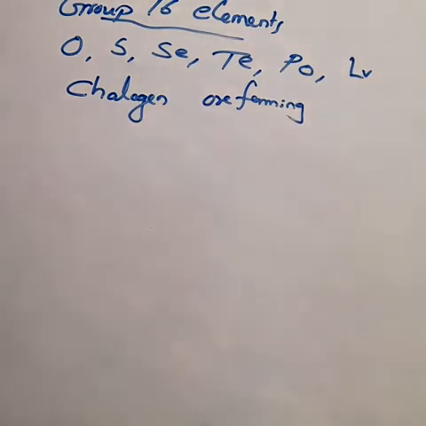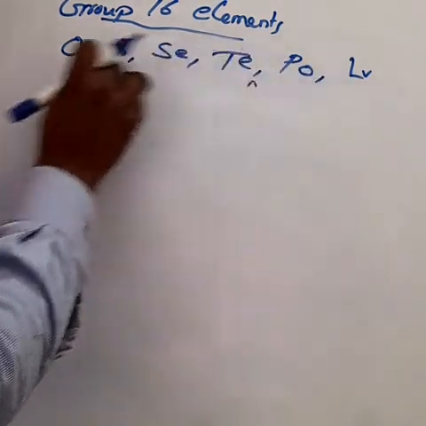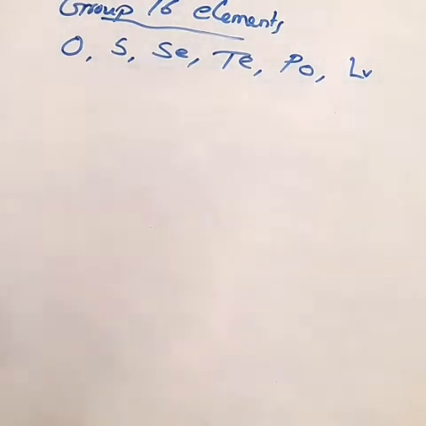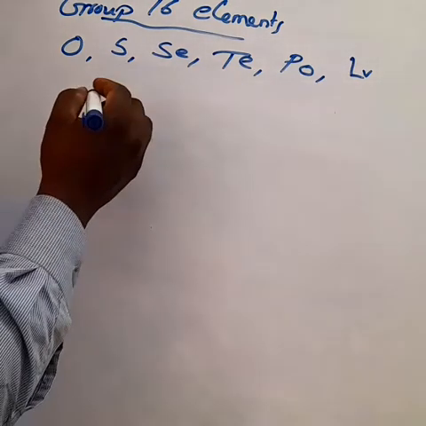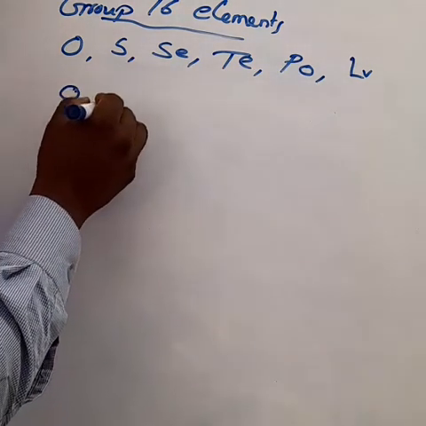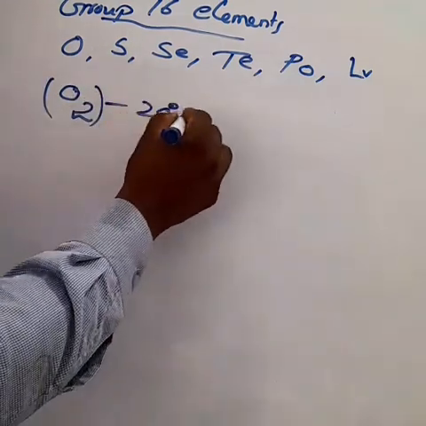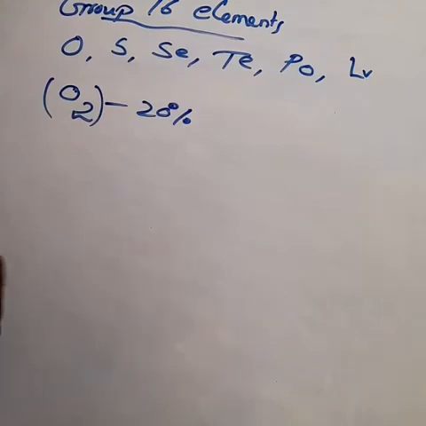The first element, we can discuss about the first element. The first element is oxygen. It is the most abundant element. It exists as dioxygen in air. About 20% of air, the oxygen in our atmosphere. Am I right?